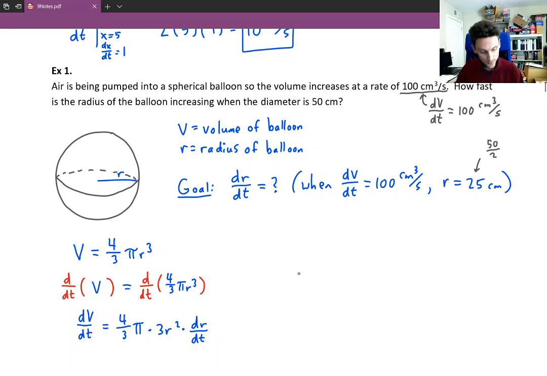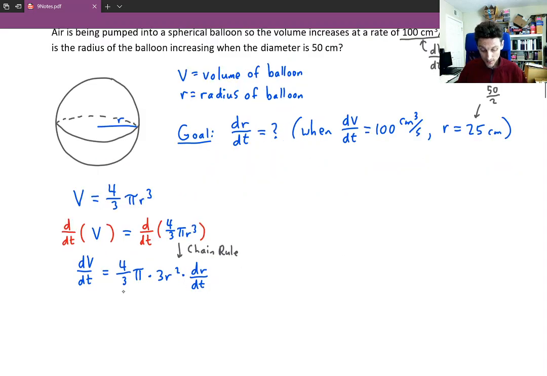So again, this is the chain rule happening right before our eyes. Now, if this said d/dr of 4/3 pi r cubed, then we wouldn't have any of this chain rule business going on. We would have r inside and then taking the derivative with respect to r. There's nothing really special going on there. You would just take the derivative as normal. But it's because the variable r and the variable t are different that you know you have to use this chain rule.